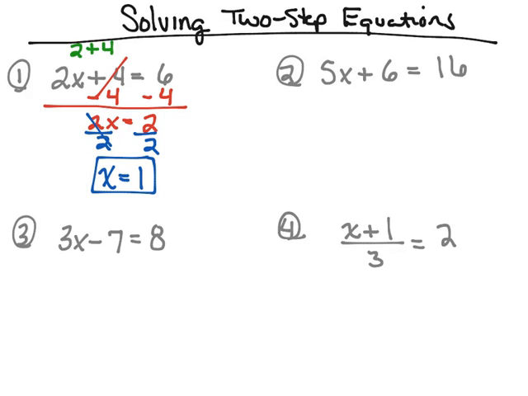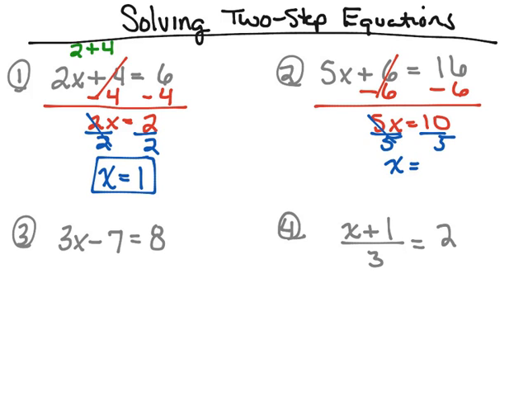Alright, let's try number 2. Again, the first thing we're going to do is the opposite of adding 6, and that's subtracting 6. So if I subtract 6, I have 5x = 10, because 16 minus 6 is 10. The second thing I'm going to need to do is the opposite of multiplying by 5, and that's to divide by 5. So if I divide by 5, 10 divided by 5 gives me a 2. Therefore, the solution to this equation is 2.